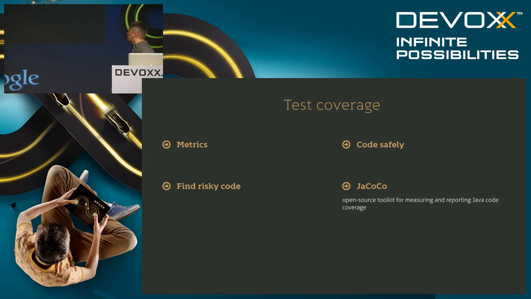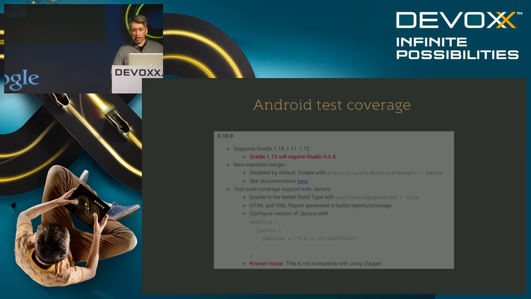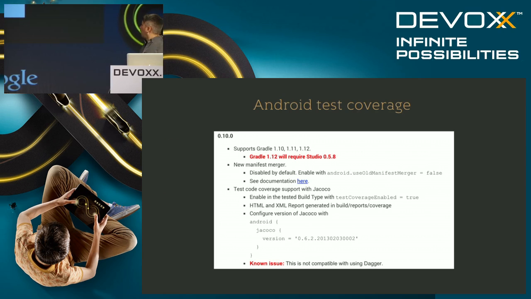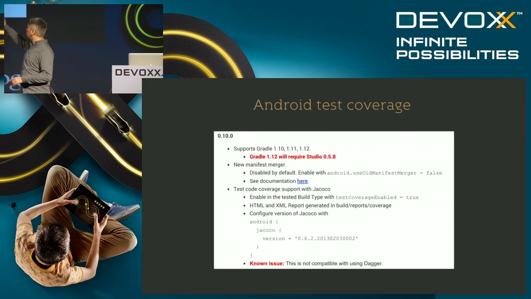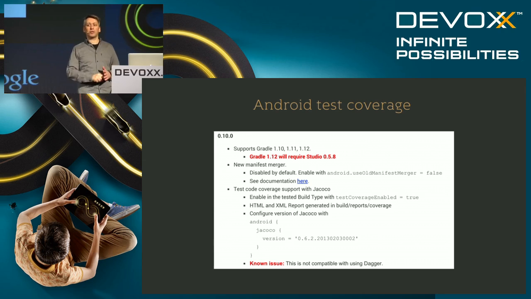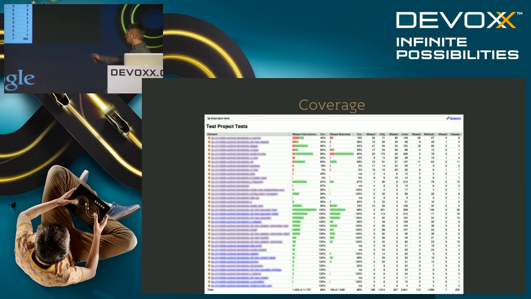One of the tools you can use is called Jacoco. It's an open source toolkit to do basically code coverage reporting. It's also the tool that the Android tooling team has chosen. You see the release notes for, and that's already a little bit older version of the Android Gradle plugin, but you see that they are also working on Jacoco integration, and this is a screenshot from my current project.